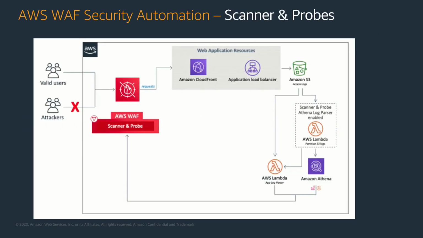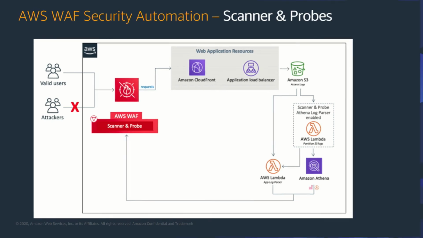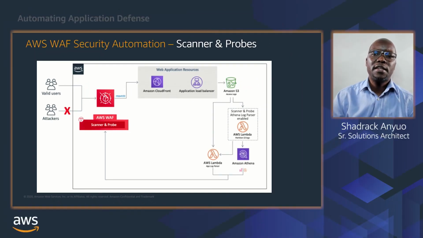The next use case is automated mitigation against scanners and probes. Malicious sources can scan and probe internet-facing applications for vulnerabilities. They do this by sending a series of requests that generate HTTP error codes, and you can use this history to help you identify and block malicious source IP addresses.